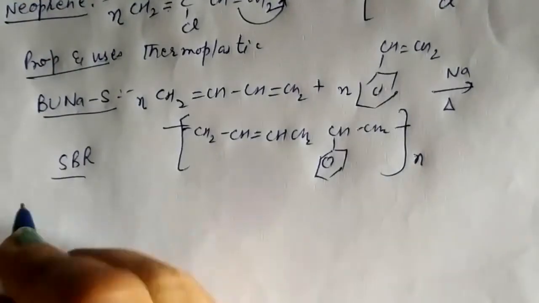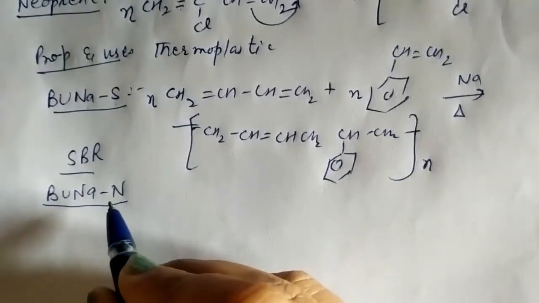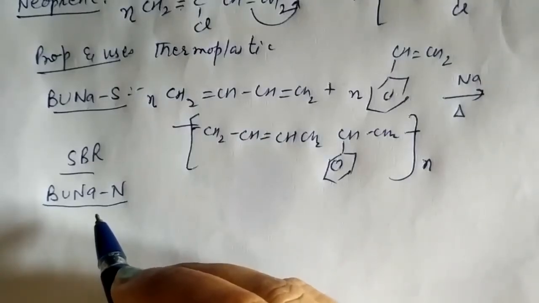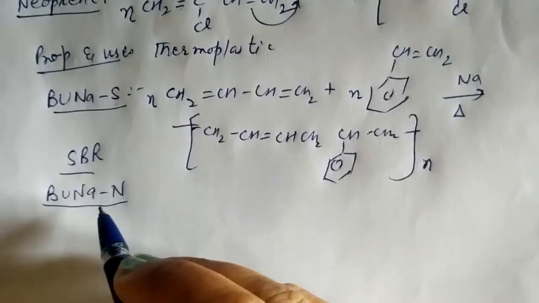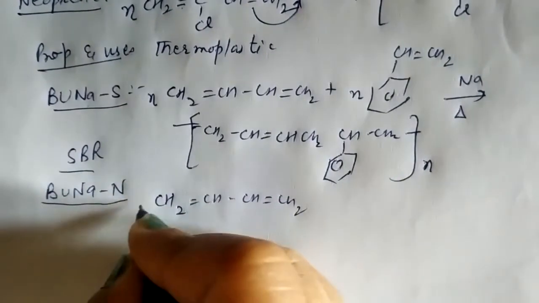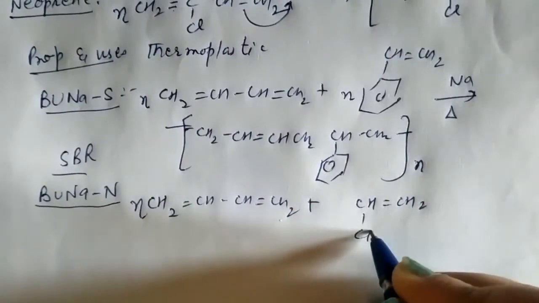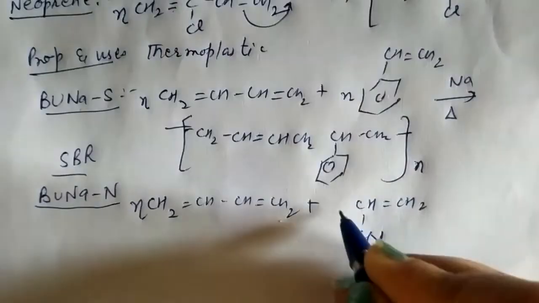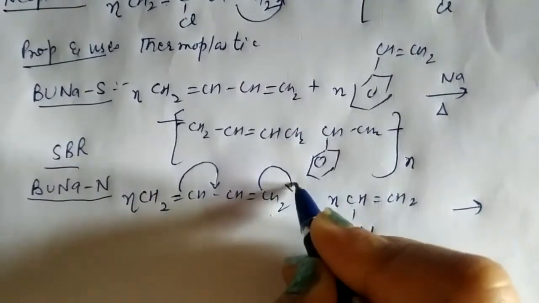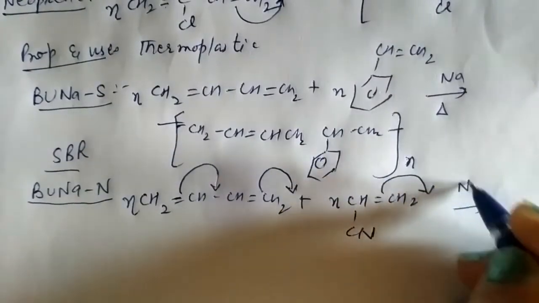Next is Buna-N rubber. As the name suggests, it's a copolymer of butadiene and acrylonitrile, Buna-N rubber. So the first monomer is butadiene and the second monomer here is acrylonitrile, CH2=CH-CN. Now in this case, this double bond will be shifted here, this double bond will come here, this double bond will further shift. Again, the reaction takes place in the presence of sodium.